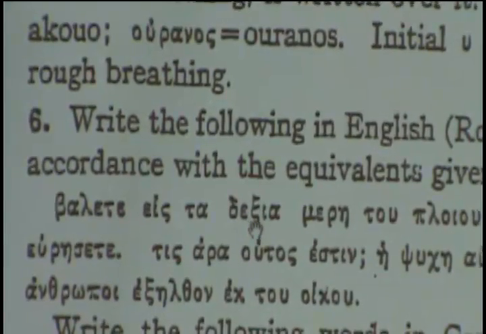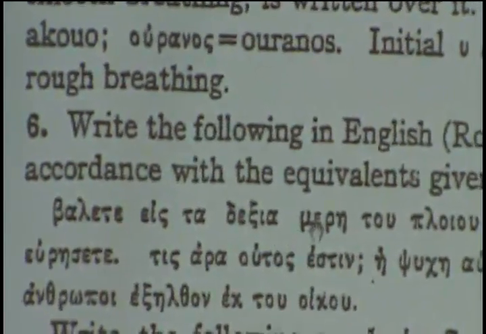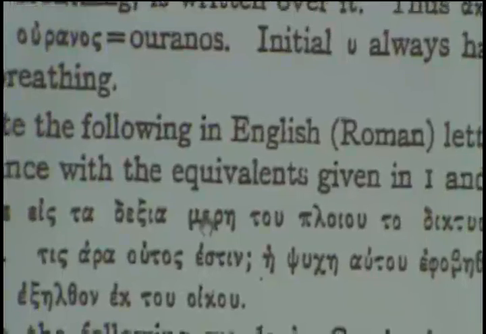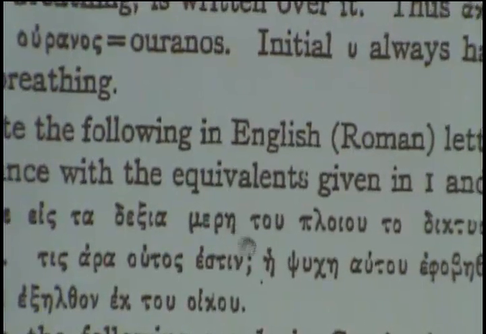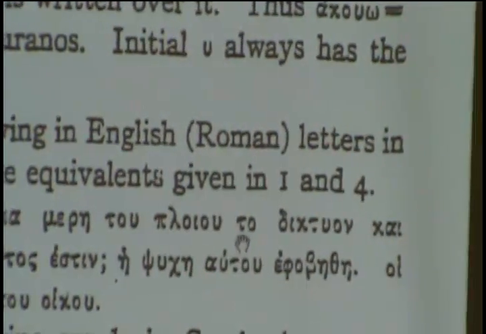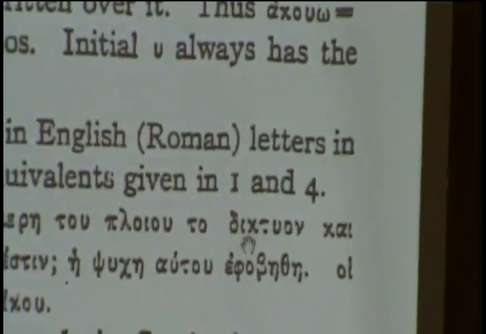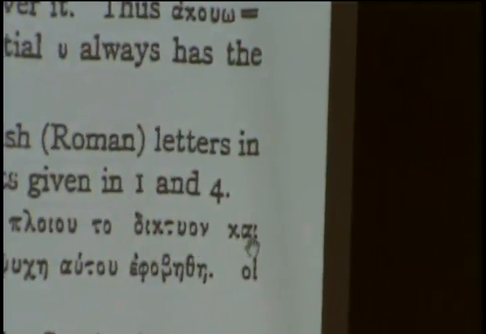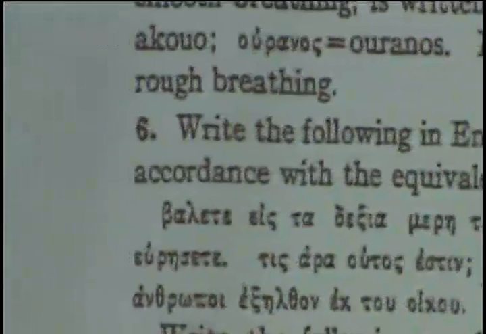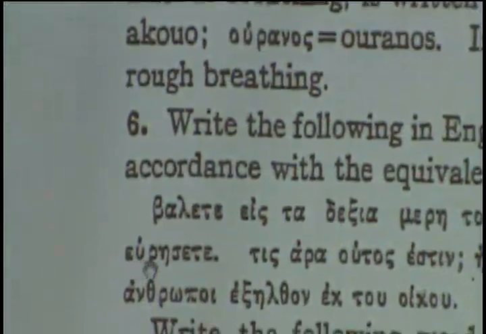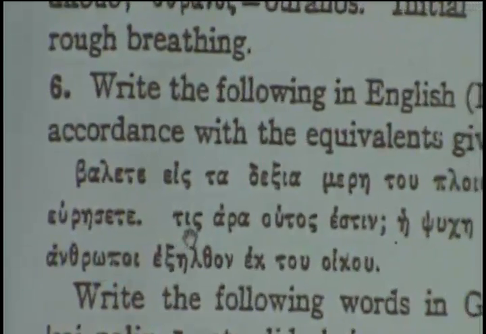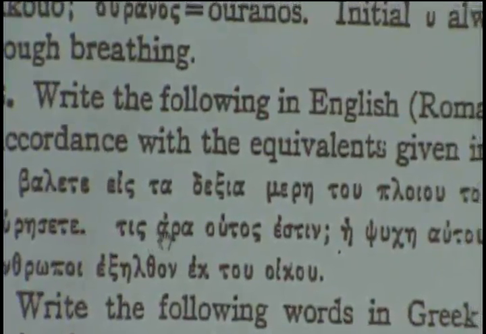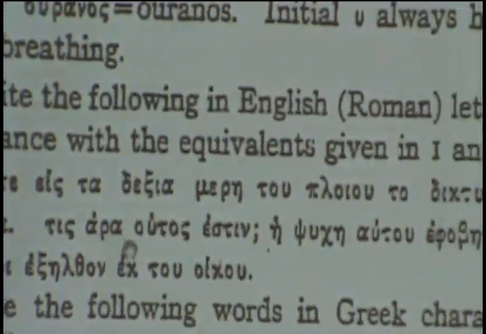Dexia. See, that's Dexia. And then mere. Mere. With a little trill on the R. And then tu. And ployu. And top. And then dictuon. And kai. And heroresete. This is rough breathing. Heroresete. And then tis. Ara, this is smooth breathing. Ara. Hutos.